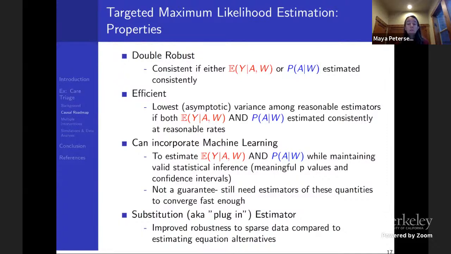The ability to incorporate machine learning while still maintaining valid statistical inference, although of course that's not a free lunch, so we still really need the machine learning estimators of these quantities to be as good as they can possibly be, and we'll hear about progress on that in the second talk today. And then finally, it has the nice quality of being a substitution estimator. This is helpful. It can give us improved robustness to sparse data.